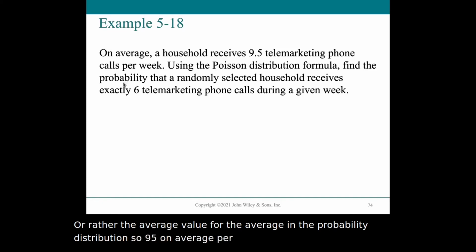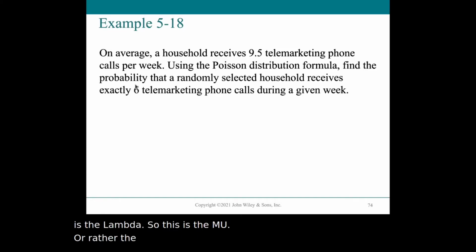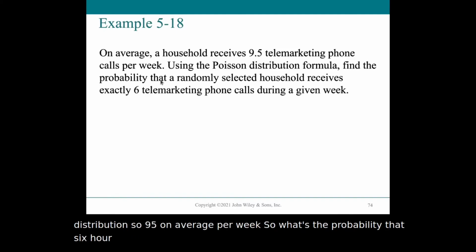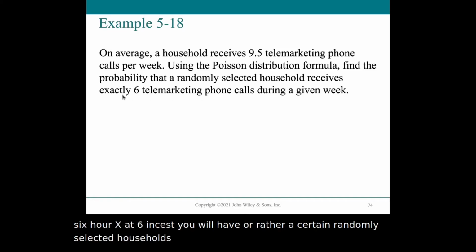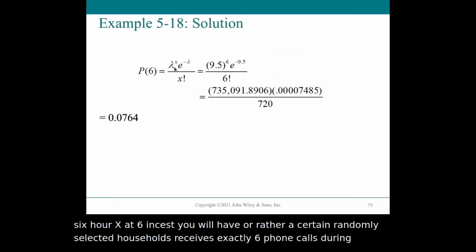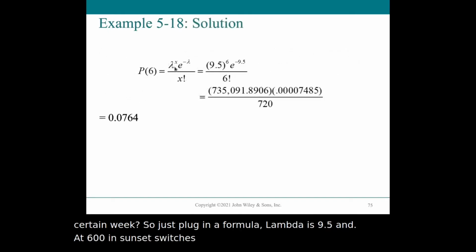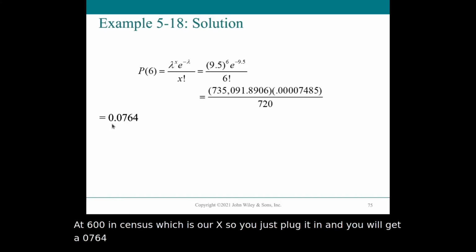So what's the probability that, at 6 instances, our x, a randomly selected household receives exactly 6 phone calls during that certain week? You just plug in the formula, lambda is 9.5, and x is 6. You will get a 0.0764 value. So it's a very, very small value.